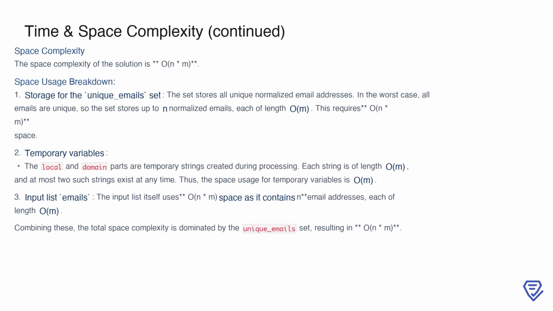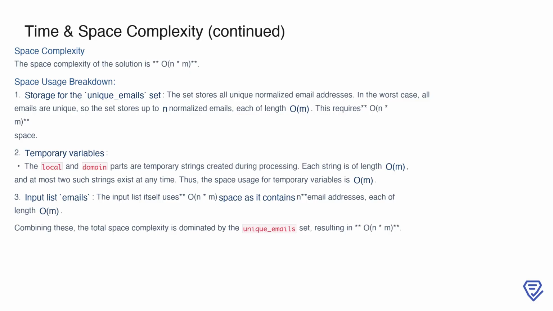The space complexity of the solution is also O(n*m), and we can break this down further. First, the unique_emails set is the primary space consumer, storing up to n unique normalized emails, each of length O(m). This results in O(n*m) space usage for the set.